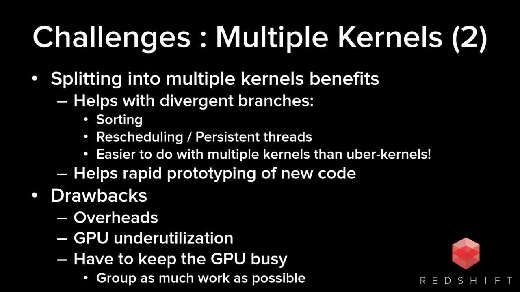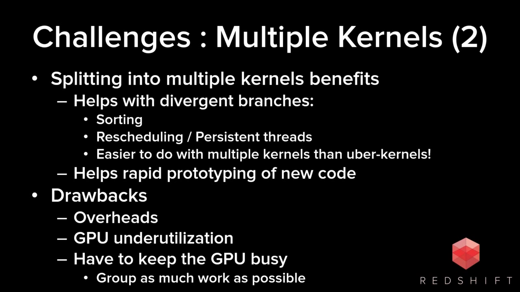There are solutions for those things. You can sort. You can do certain types of rescheduling when you are trying to group work and get all the warps to do only tracing or only shading. The problem is that if you try to do that in an Uber kernel, it can be really complicated, really complex to achieve that.